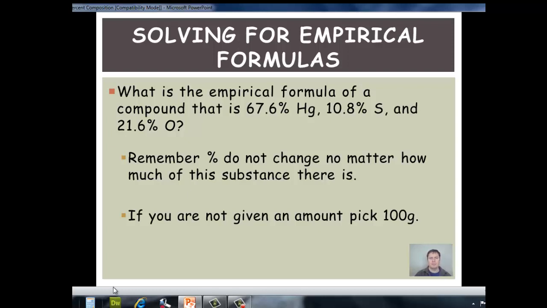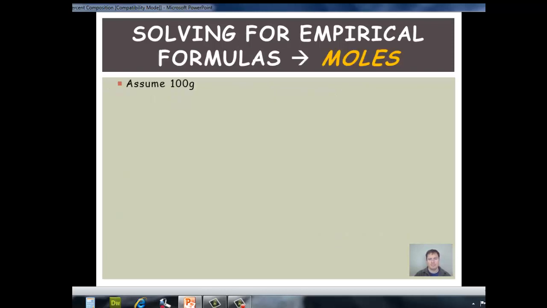So if this substance here is 67.6%, that means in 100 grams, 67.6 grams of it is mercury. So it makes it really easy. So if you're not given grams, assume it's 100. If you're given grams, then you're going to have to figure out, well, what is 67.6% of 32 grams or whatever. But if they don't give you, assume it's 100. Okay, this allows you to change the percentages to grams. Makes it really nice and easy.